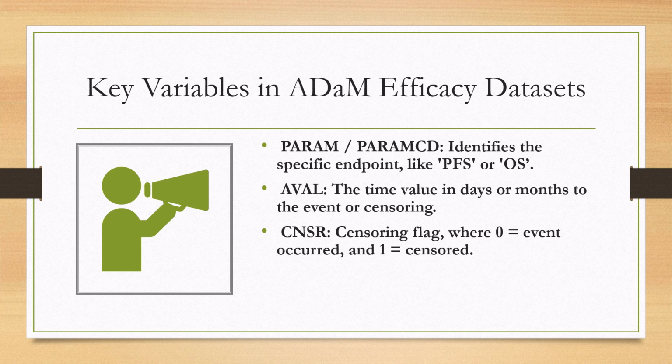Similarly, take another patient, say patient C, who drops out of the study after 8 months before any progression. They are censored, so their CNSR will be 1 and their AVAL is 8 months. Even though patients B and C did not experience progression, their data still help assess the treatment's effectiveness, indicating that they stayed progression free for a certain period.